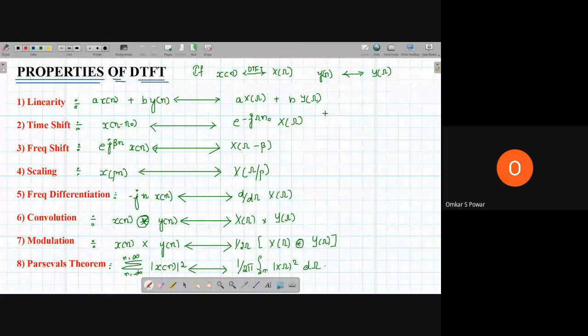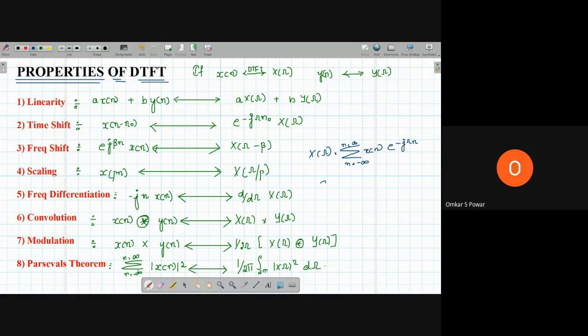Okay, so in the last class, we have seen some problems solved with respect to DTFT. Particularly, we solved using the formula for DTFT, that is X of omega equals summation n varies from minus infinity to infinity x of n e power minus j omega n. So using this formula, we have solved problems.